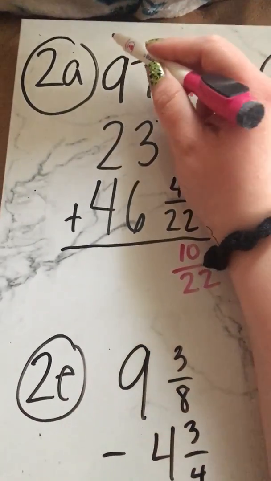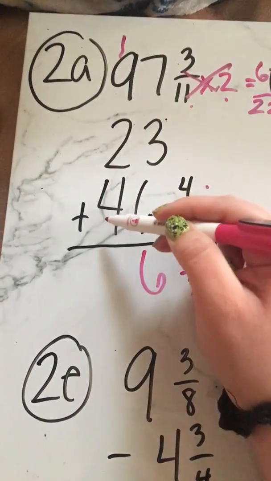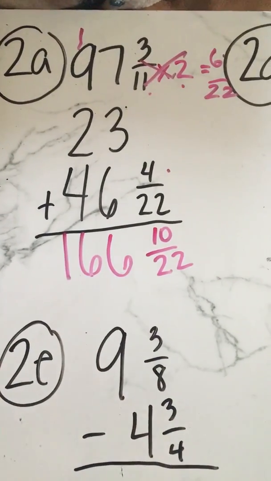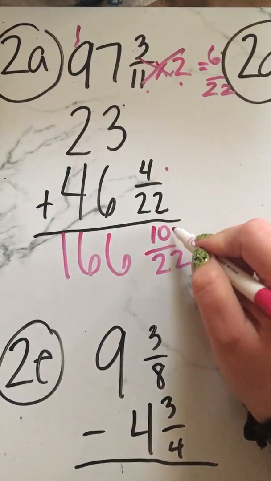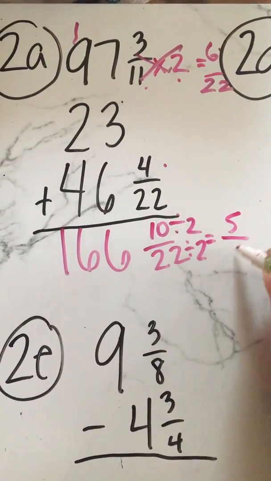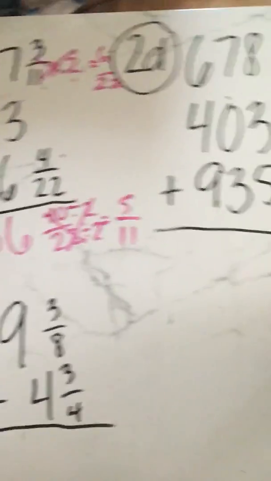We add our whole numbers. And then we add this row of whole numbers. And we have 166 and 10 over 22. But both of these are even numbers that we can divide down, which gives us 166 and 5/11.